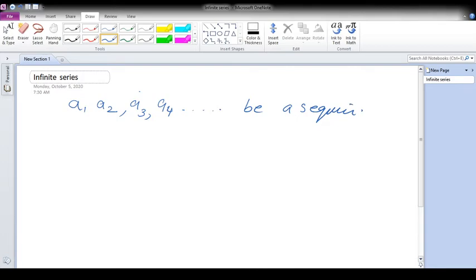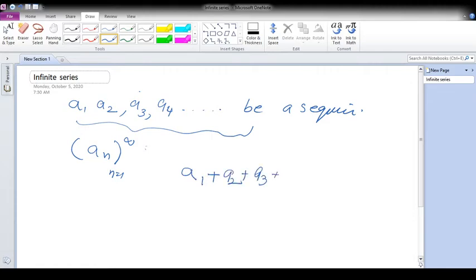So this sequence I can write as an, n equal to 1 to infinity, is a sequence. Then the sum of these infinitely many terms is called infinite series. That means a1 plus a2 plus a3 plus etc., infinitely many. This sum is called infinite series, usually denoted by summation ai, i equal to 1 to infinity.